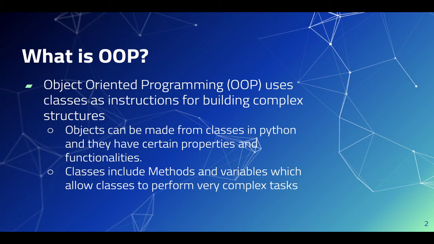All right, so what is object-oriented programming? Also shorthand, OOP. Object-oriented programming is a form of programming where you use classes, or basically these structures, as instructions for building complex objects or complex things of data. Essentially, an object can be made from classes, and they can have two basic things: properties or attributes and functionalities. As we dive in more depth into object-oriented programming in the future, we will cover both of these in depth.